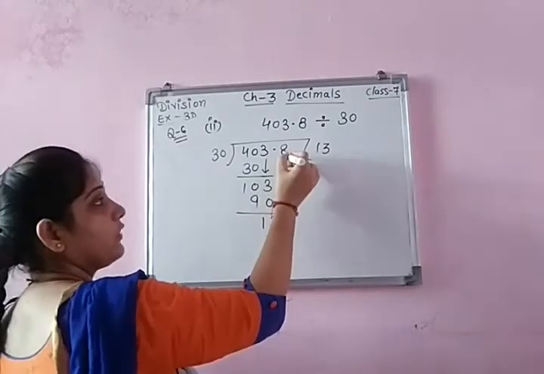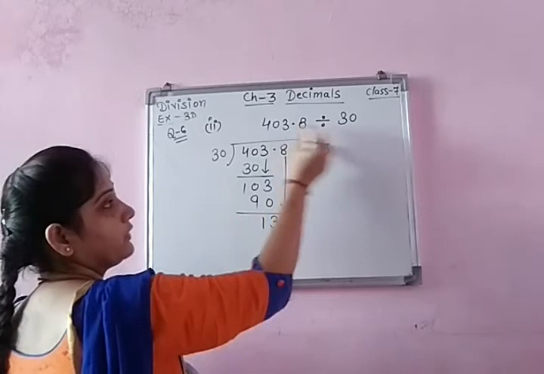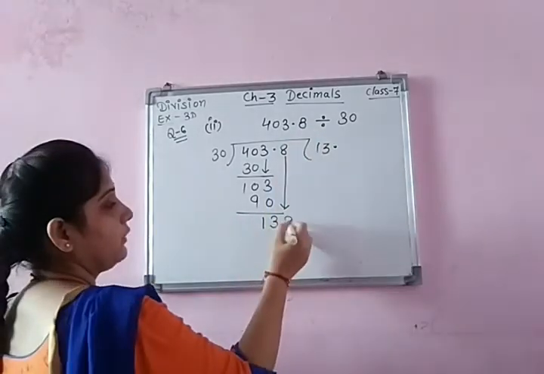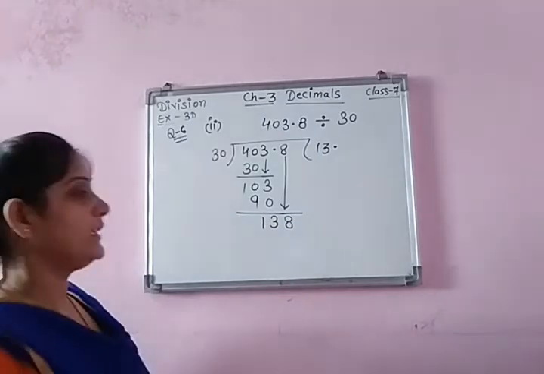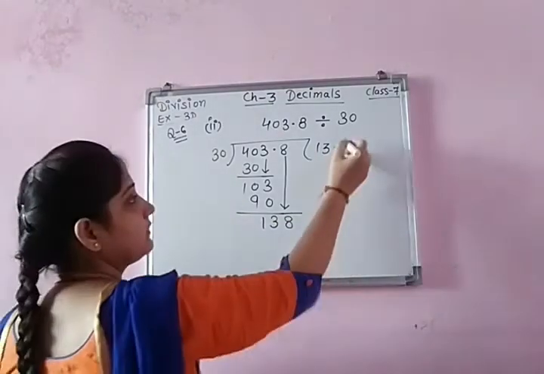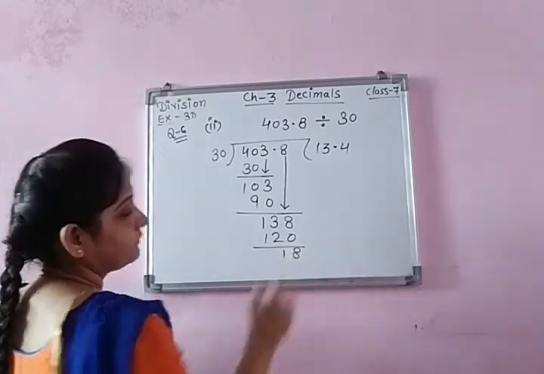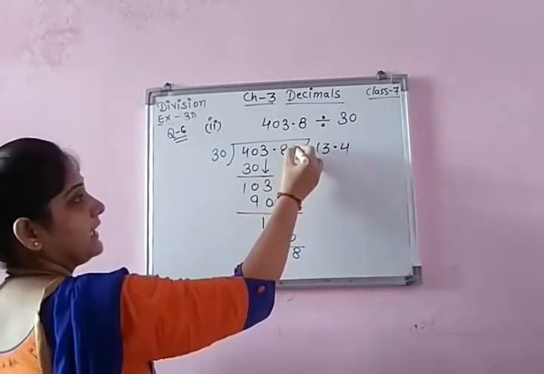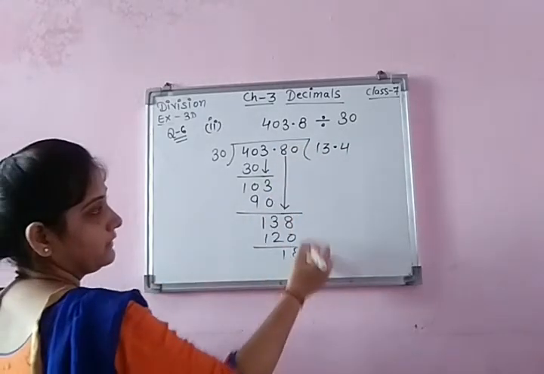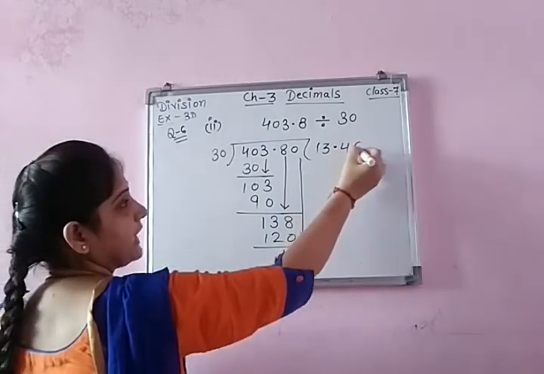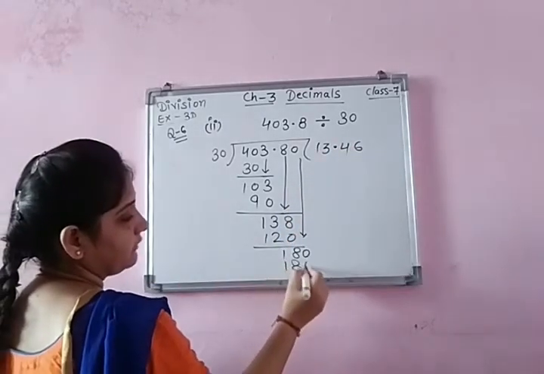30. Now we want to write this 8. But before that, put the point in the quotient. Now 8, how many times? I think 4 times. 120. Subtract again. Now we can expand 0 from our side and write down this 0. So 6 times, I think 6 3s are 18.